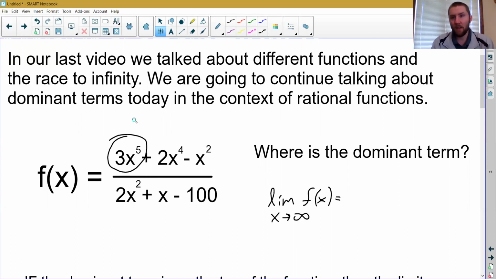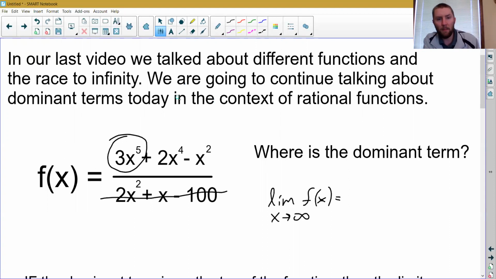So because the dominant term, in this case, is on the top of the fraction, the entire bottom of the fraction is completely meaningless. Because in light of 3x to the fifth, when x gets very, very large, the bottom of the fraction is negligible. Okay, it's basically like 1. Imagine if it said 3x to the fifth plus 2x to the fourth minus x squared over 1, or over 3, or over 5. It doesn't really matter. If x gets gigantic, the bottom of this fraction means absolutely nothing.